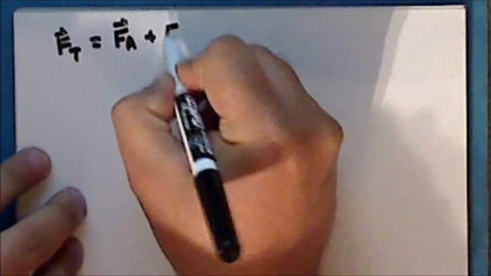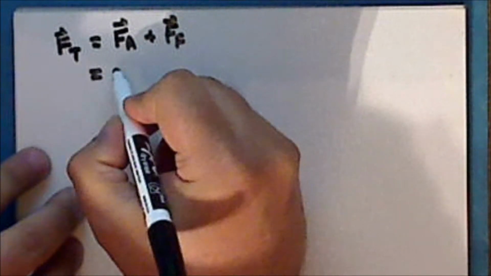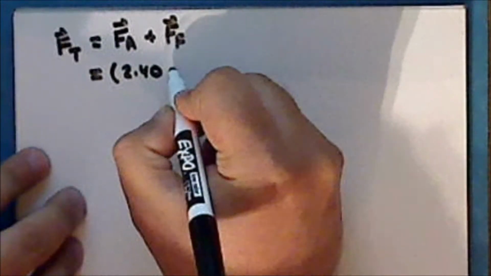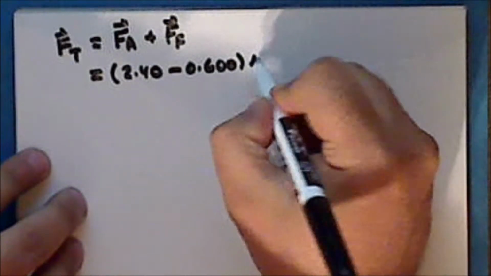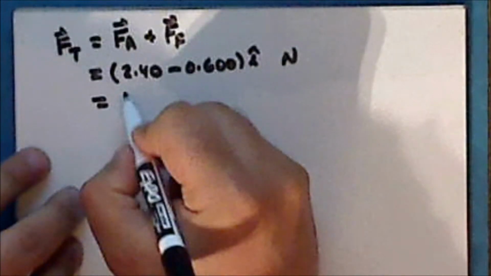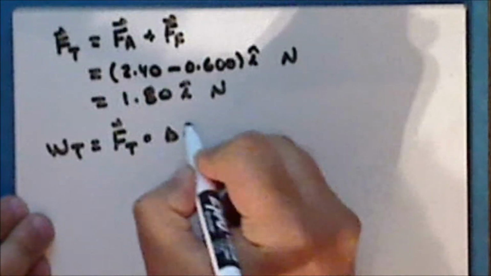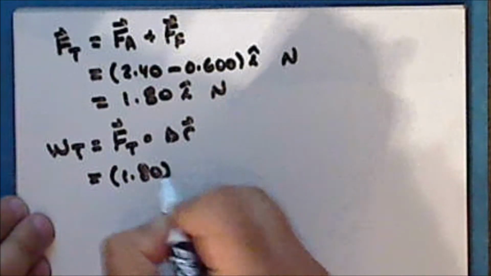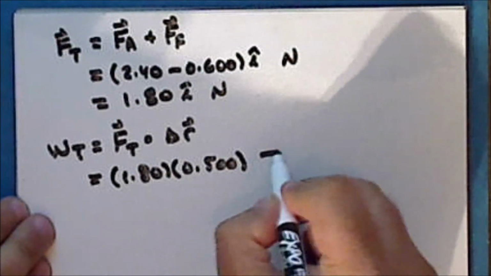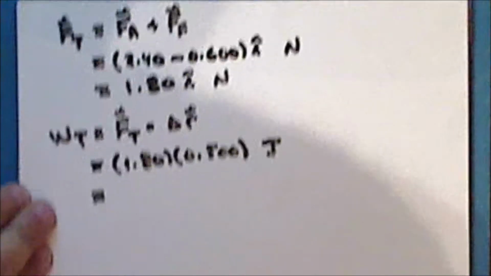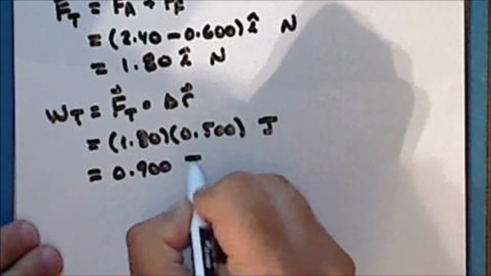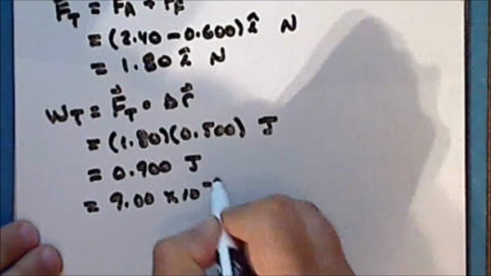Now we could also first determine the total force, which is the sum of the applied force and the force of friction, which is 2.40 minus 0.600 times i hat in units of newtons, which is 1.80 times i hat newtons, so that the total work is the dot product of the total force with the displacement vector, which is 1.80 times 0.500 in units of joules, which to three significant figures is 0.900 joules, or 9.00 times 10 to the negative first joules.